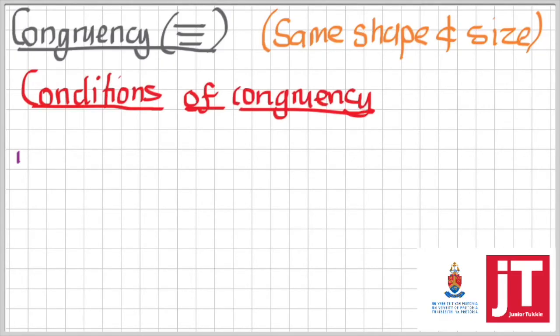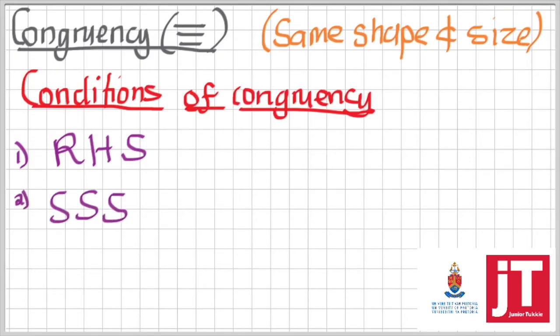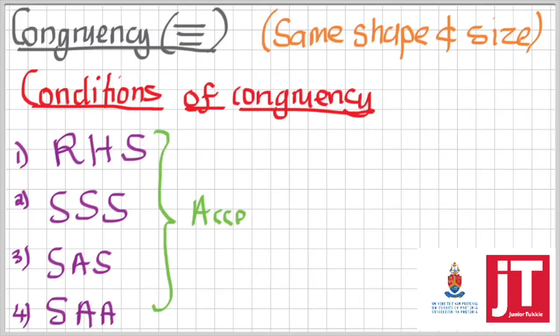For two shapes or two triangles to be regarded as congruent, we could use the condition of RHS. In other words, we'll be given a right angle, a hypotenuse, and a side. That's RHS in abbreviation form. Number 2, we could be given 3 sides, that is side, side, side. The third one, we could be given a side, an angle, and a side. The last case is whereby we're given a side, an angle, and another angle. All these 4 form the acceptable conditions under congruency.